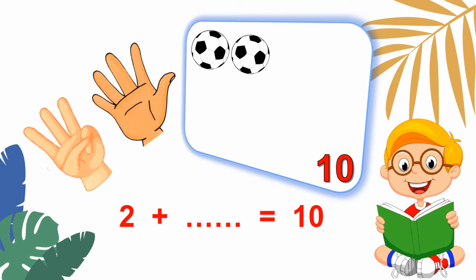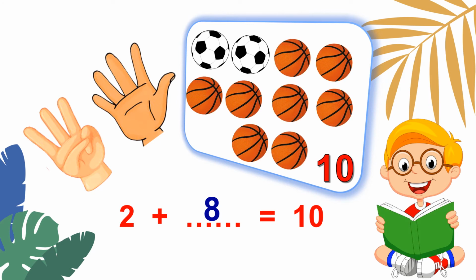Okay, here if I have two balls, 2 plus what gives me 10? I will hide two fingers and count the other fingers. So 1, 2, 3, 4, 5, 6, 7, 8. So 2 plus 8 equals 10. Here I have 2 football balls plus 8 basketballs equals 10.